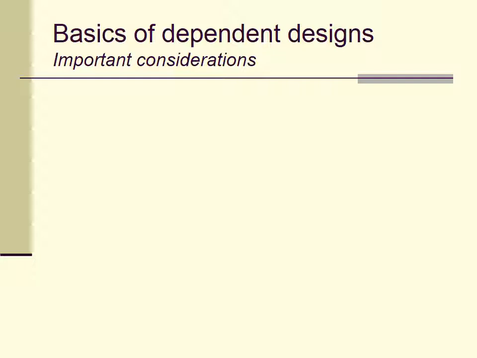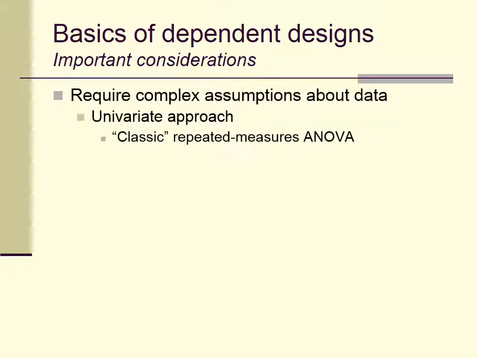So what we try to do with that is we can make some fairly complex assumptions about the data, which goes to compound symmetry and sphericity, and we can pursue what's called the univariate approach to data analysis. And this is really what we focused on in our class. This is the classic repeated measures way of doing ANOVA.